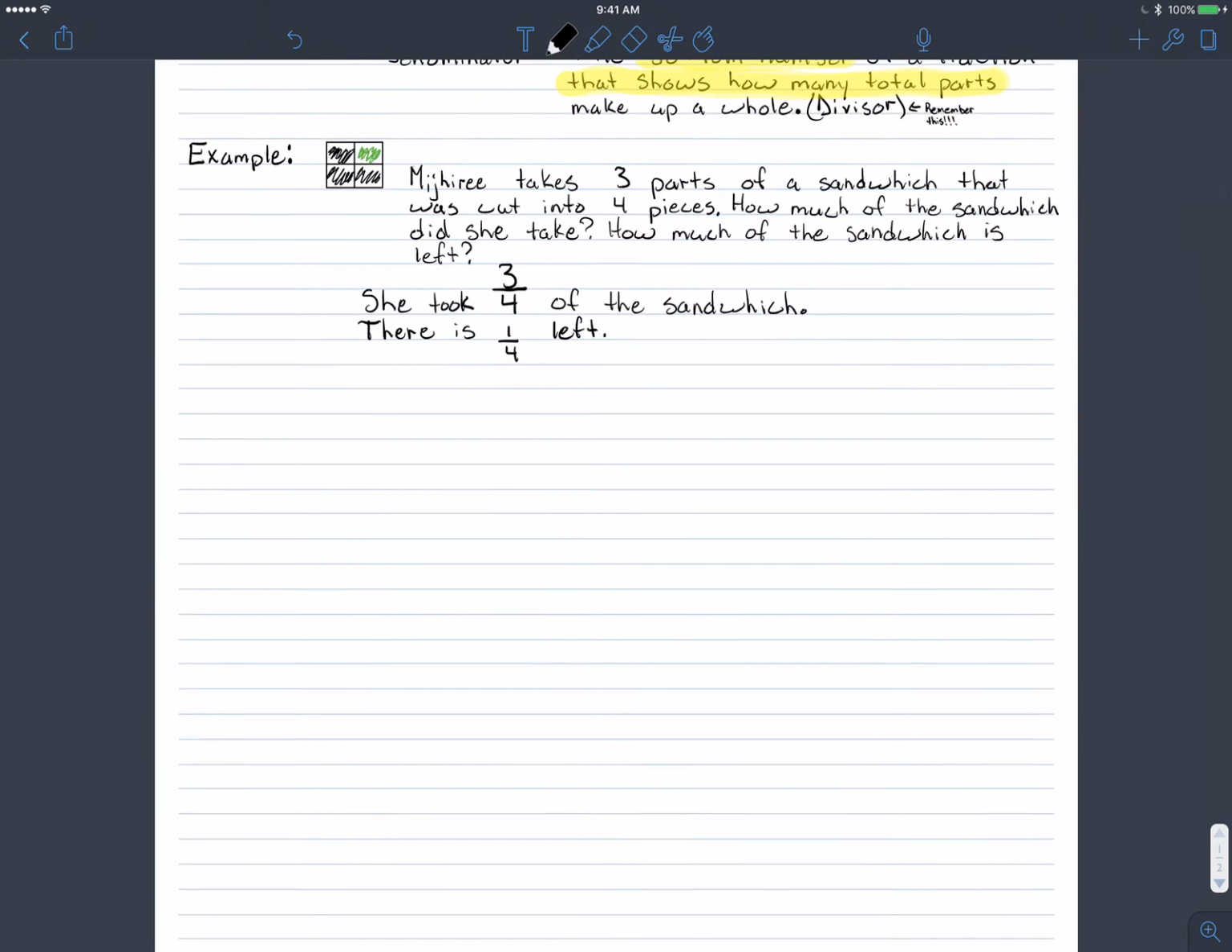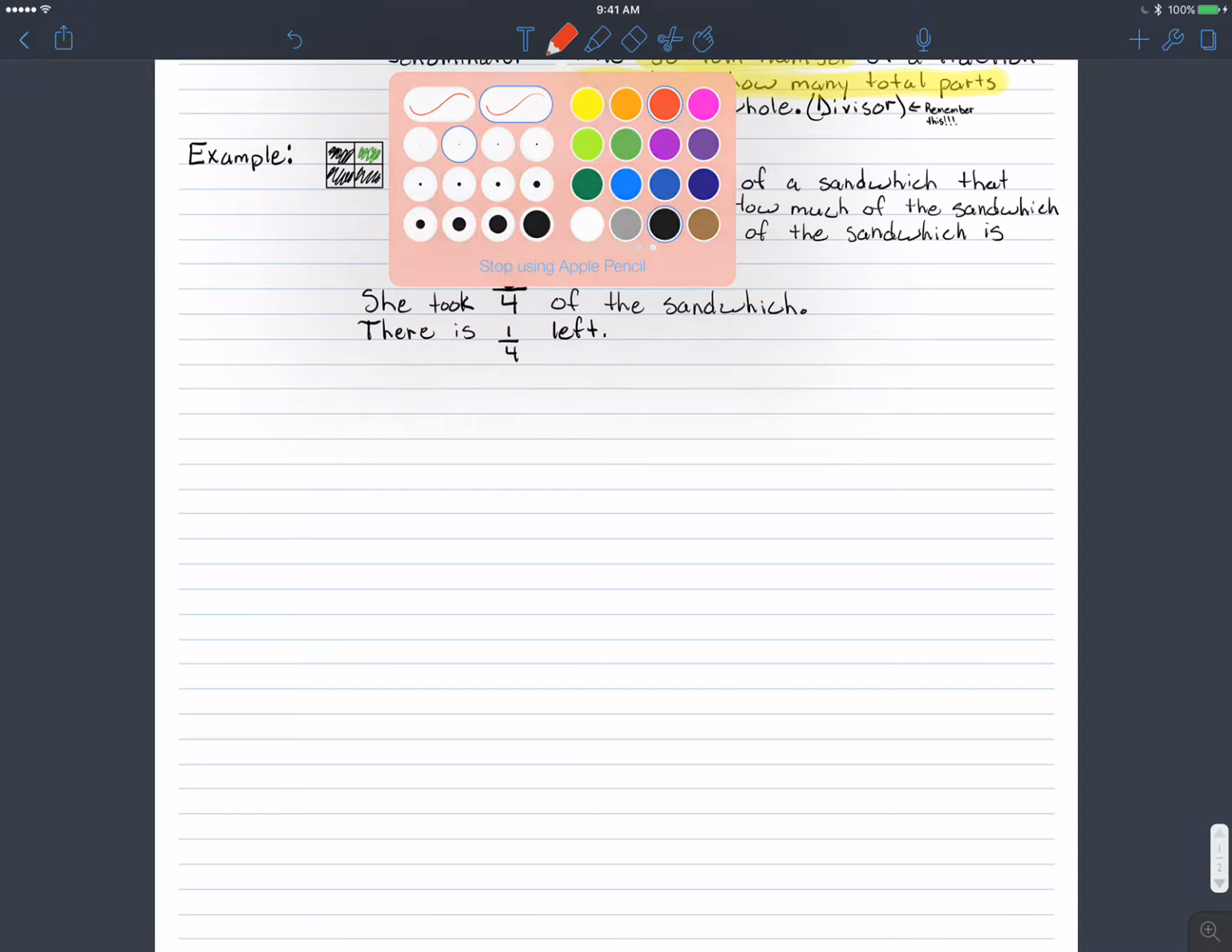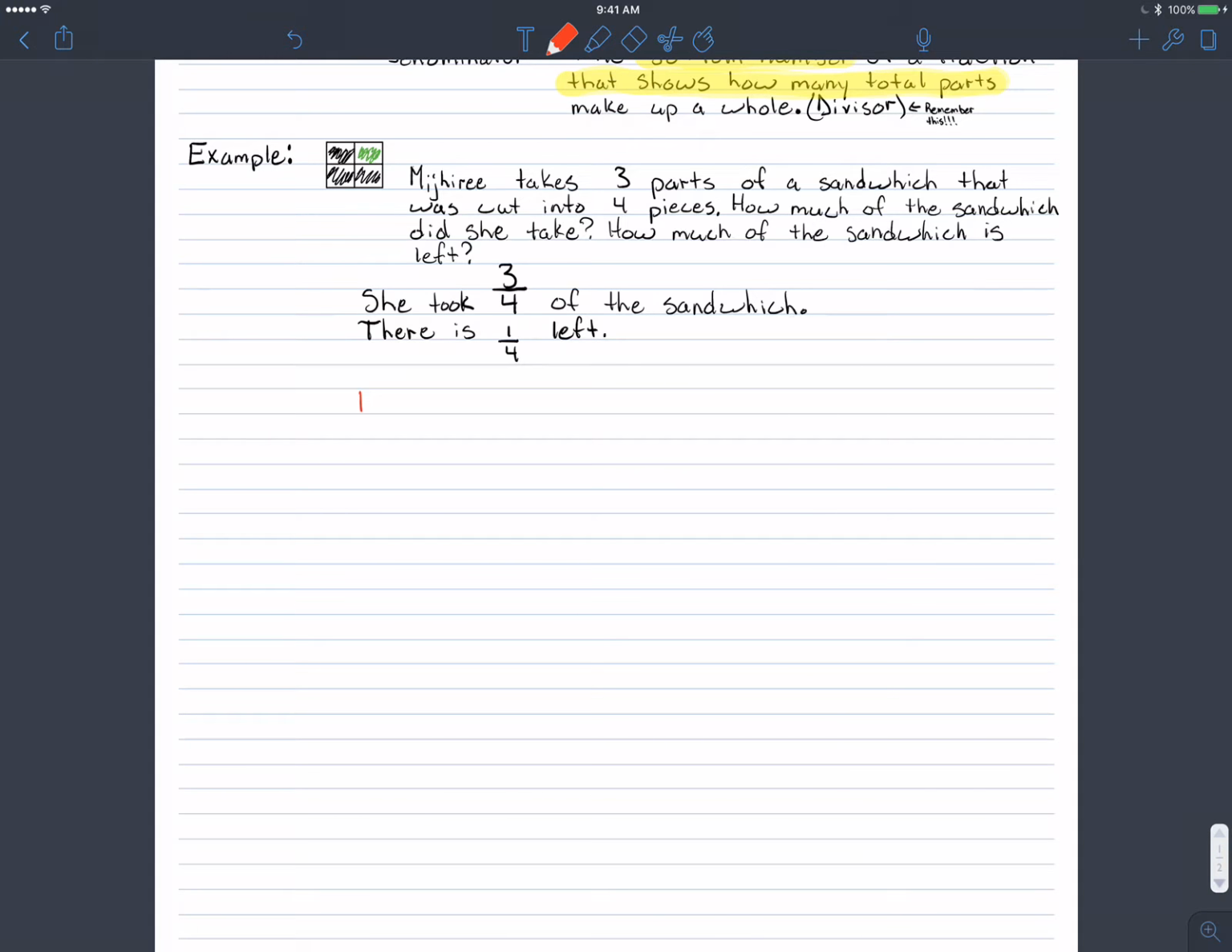Okay, so one of the really important things that we need to remember when adding and subtracting fractions is that, I'm going to write this in red, the denominator must be the same.